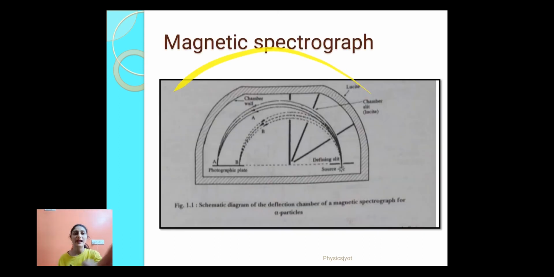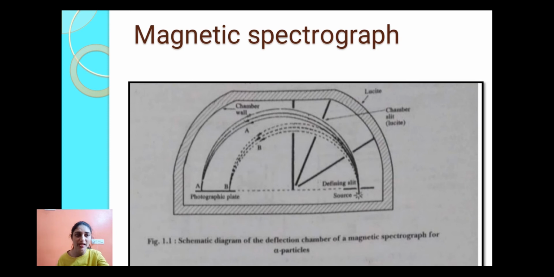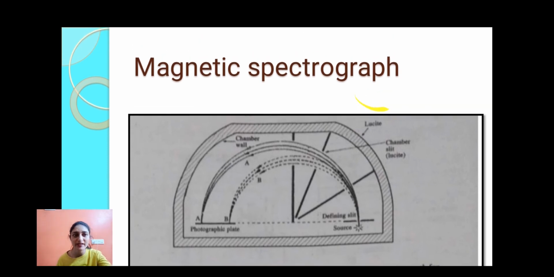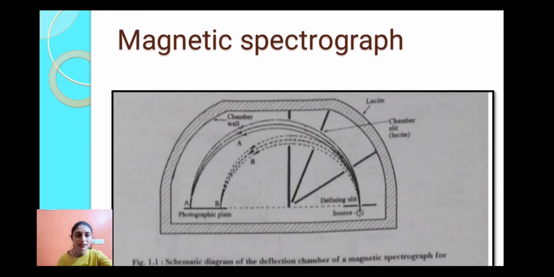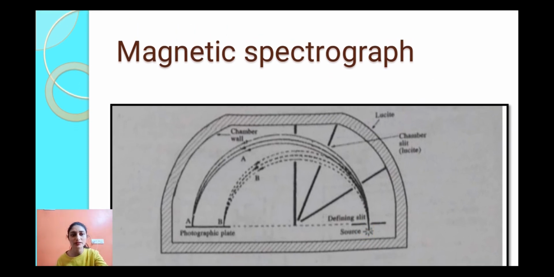Now this is the magnetic spectrograph which is used for calculating the velocity. So we have this radioactive source which is enclosed in a cavity. Now this cavity is having a lucite over here. This is a chamber, you can say, which is made up of lucite material. Here there is a source and there are so many deflecting plates which you can see.